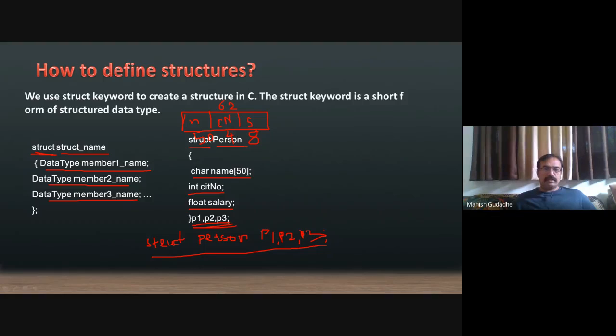And these are the variable declarations at the time of definition of that structure. So now P1 will have 62 bytes, P2 will have 62 bytes, and P3 will have 62 bytes. P1 will have its name, citizen number, and salary separately. P2 will have its name, citizen number, and salary separately. P3 will have its name, citizen number, and salary separately. So there will be three different variables declared for a person, or for this new data type.